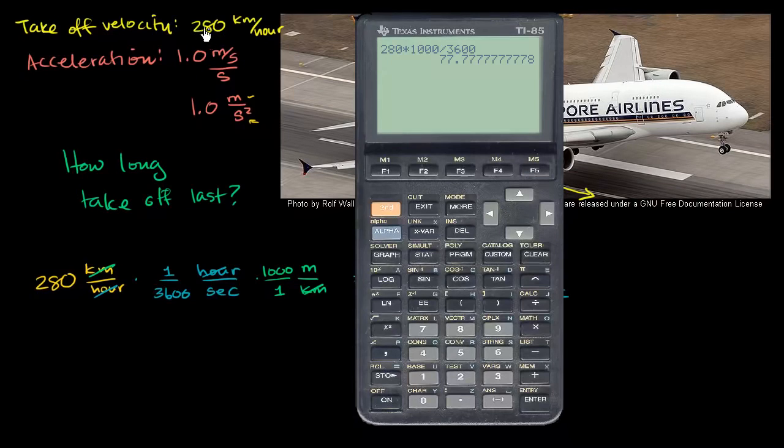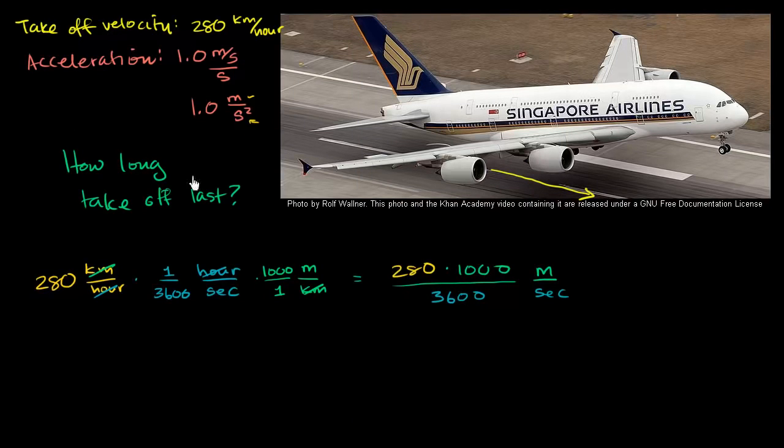So we only have 2 significant digits here. So we should only have 2 significant digits in our answer. So we're going to round this to 78 meters per second. So this is going to be 78 meters per second, which is pretty fast.